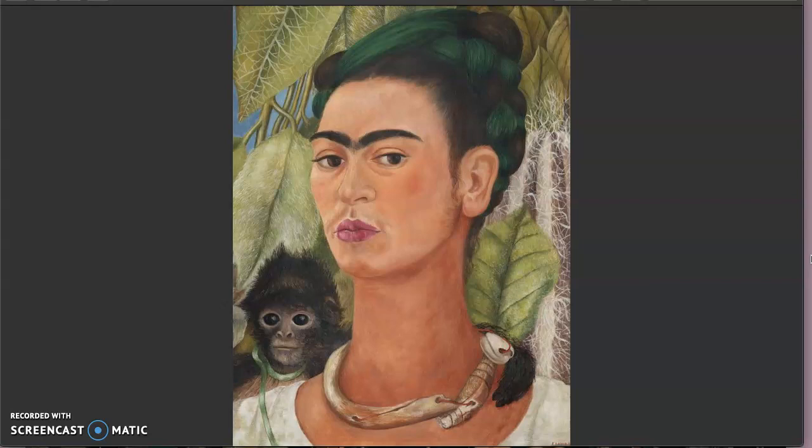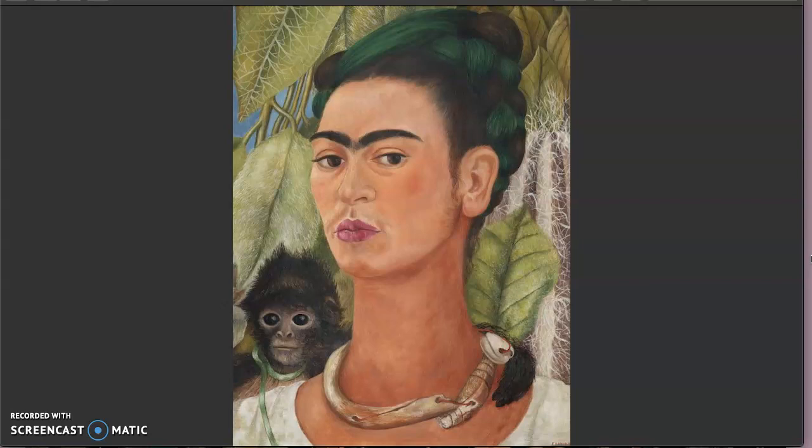Frida Kahlo was part of, many people say, the Mexicanidad and Surrealism movement, although when asked, she never really saw herself as a Surrealist artist. The dimensions of this painting are 40.6 centimeters by 30.5 centimeters.